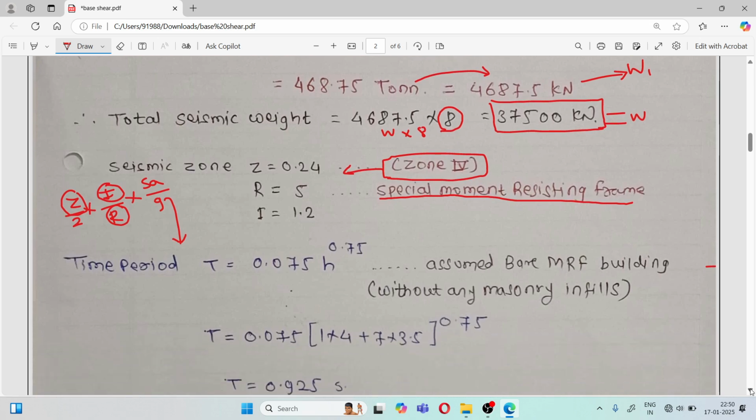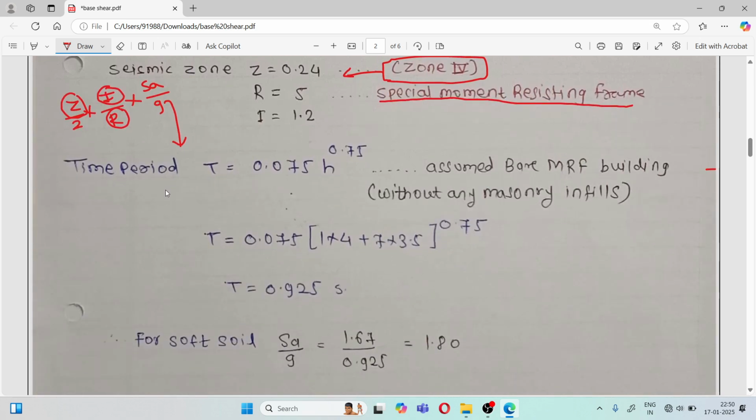To calculate Sa by g, we need to first find the time period. Basically, here what I am doing is I am assuming a bare frame. Bare frame means a building which does not have masonry infill. Okay, you can check the IS code, you will get different time period formulas based upon the conditions. So for without any masonry infill, the formula is 0.075 h raised to 0.75, right? Here h is nothing but the height of the structure.